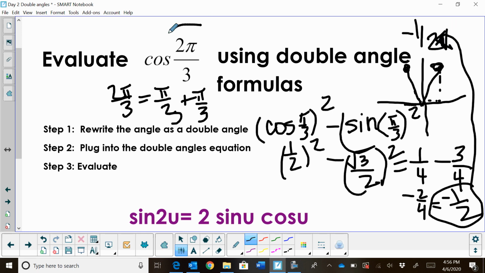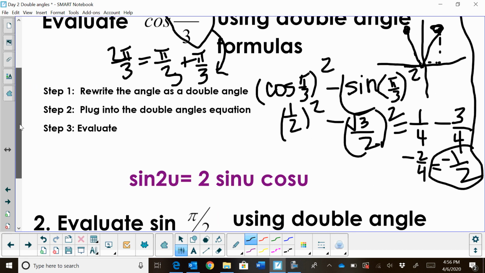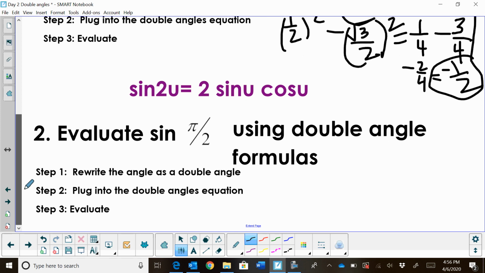Because this position is on the unit circle, I can show you that it works. Not all of them are going to fall on the unit circle, and that's why you have a double angle.